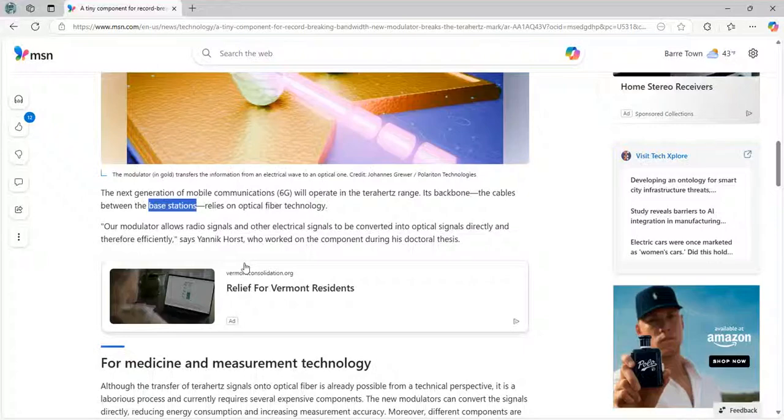And he said, "Our modulator allows radio signals and other electrical signals to be converted into optical signals directly and therefore efficiently," says Yannick Horst, who worked on the component during his doctoral thesis.